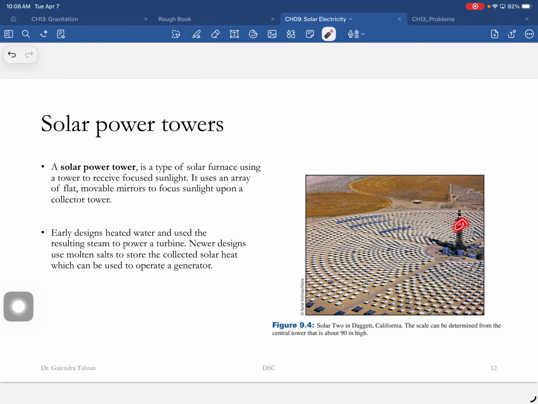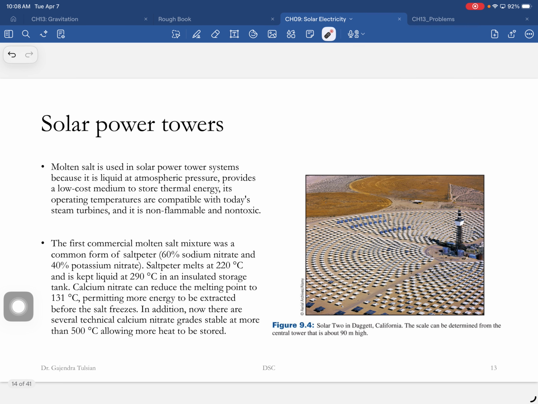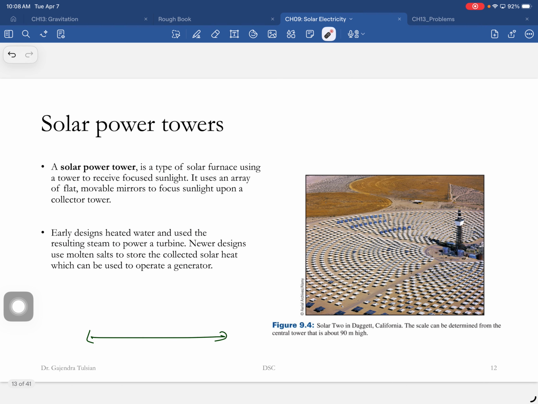And the wider the window the salt remains molten, the more heat you can extract from it. So let's say if the salt became solid at 200 degrees Celsius, then you extract less heat from it. So what you want is a mixture of salt that is molten over a wide window of temperatures. That's what you're looking for in that system.